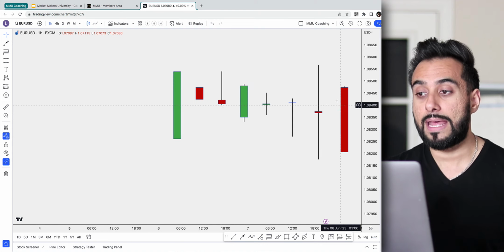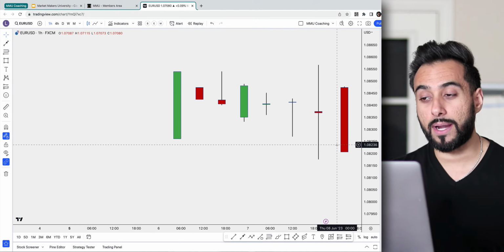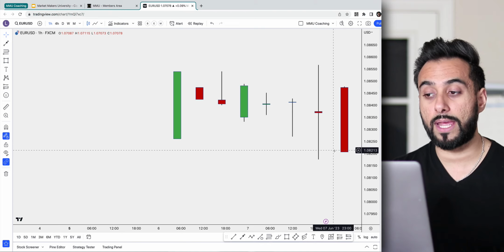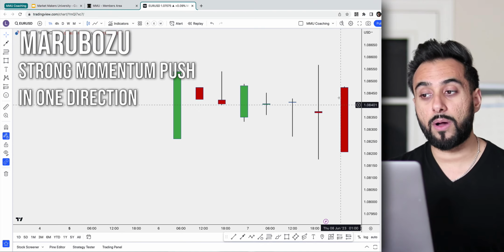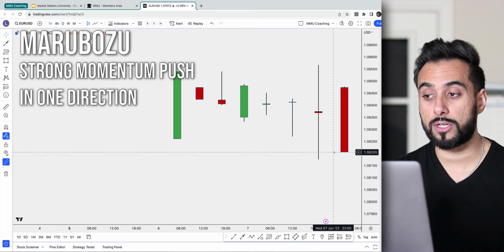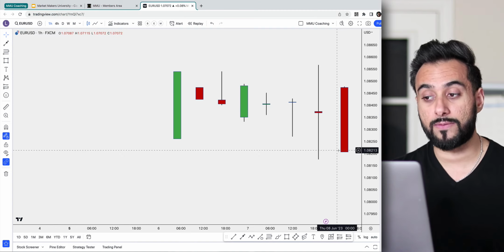Now, this type of candle, if you see mostly a strong body and barely any wicks or no wicks at all, this would be considered what's called a marubozu. These type of candles are generally one of the strongest bearish or bullish candles. This shows a sign of massive, massive, massive steam, massive momentum.